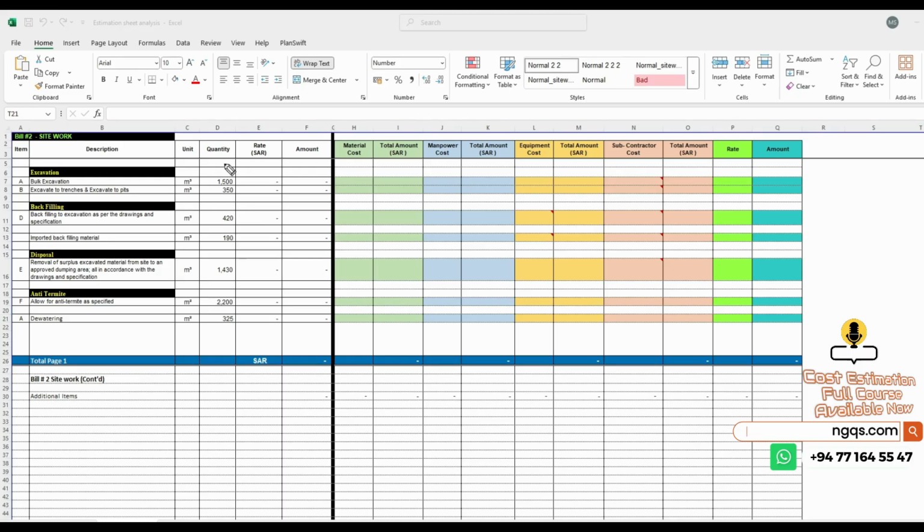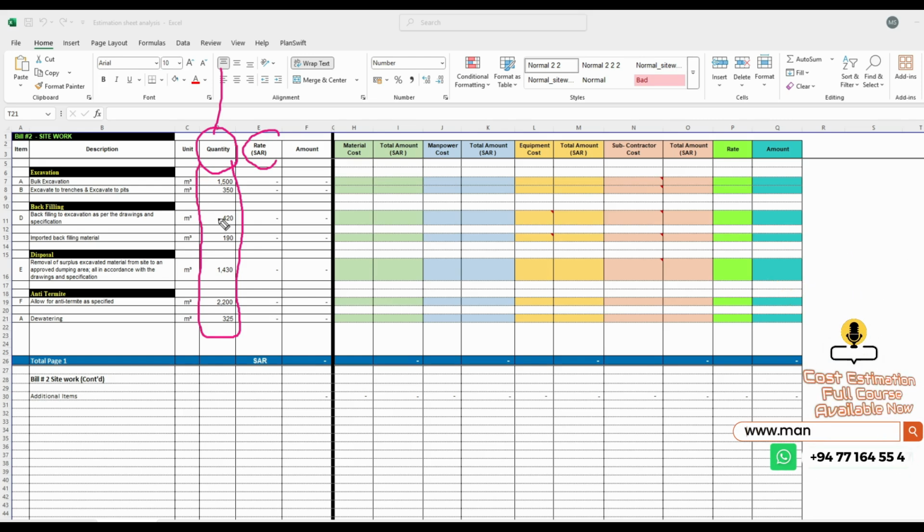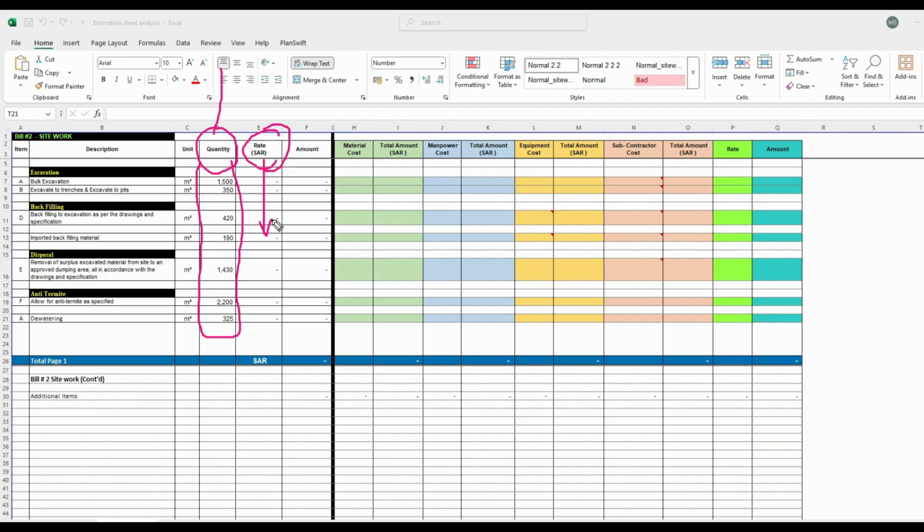You can see here there's a quantity and a rate. The quantity surveyors, of another department, took all the quantities and placed them in the BOQ. We are the estimation department, so we are going to start our estimation work. This is the major difference between these two concepts.